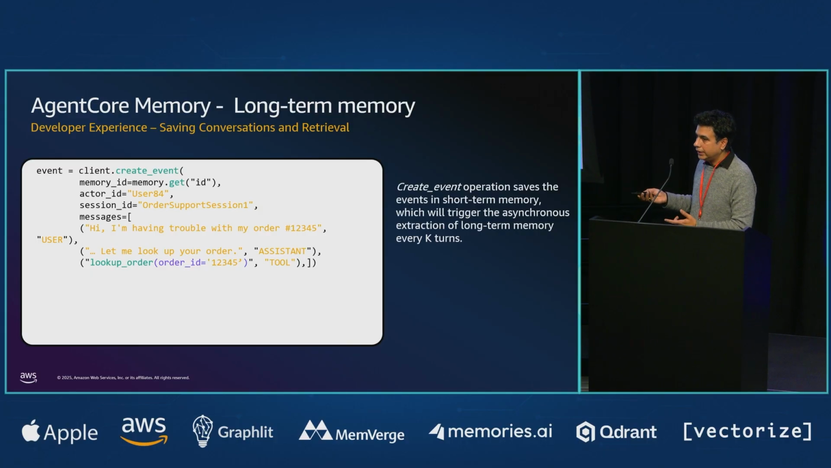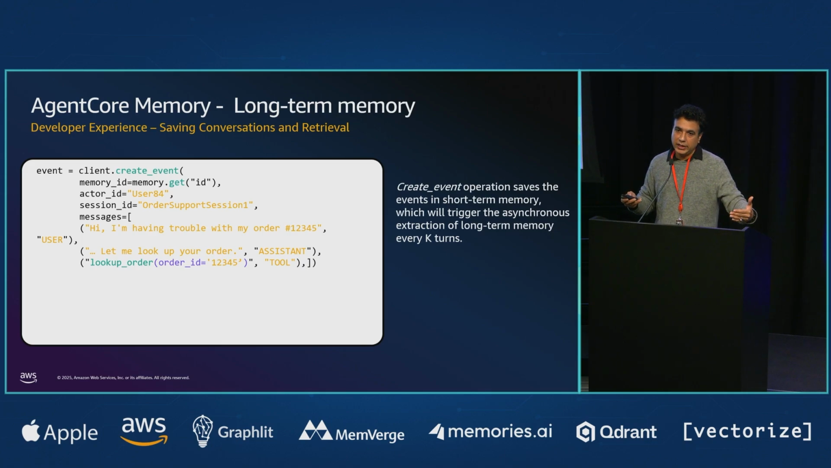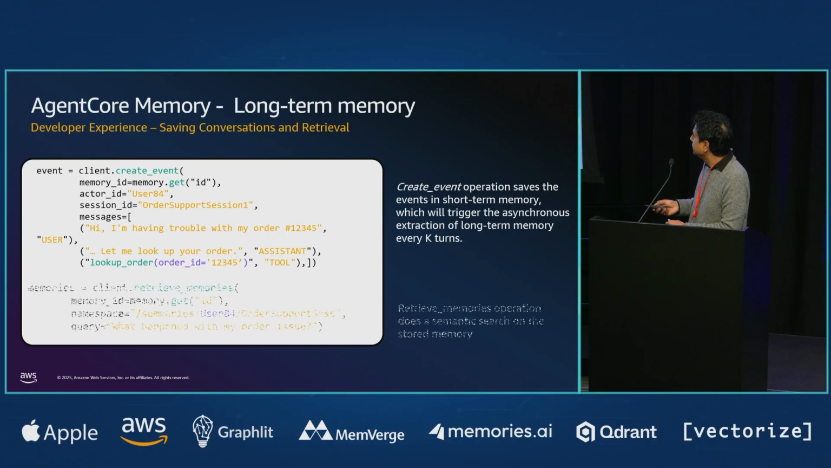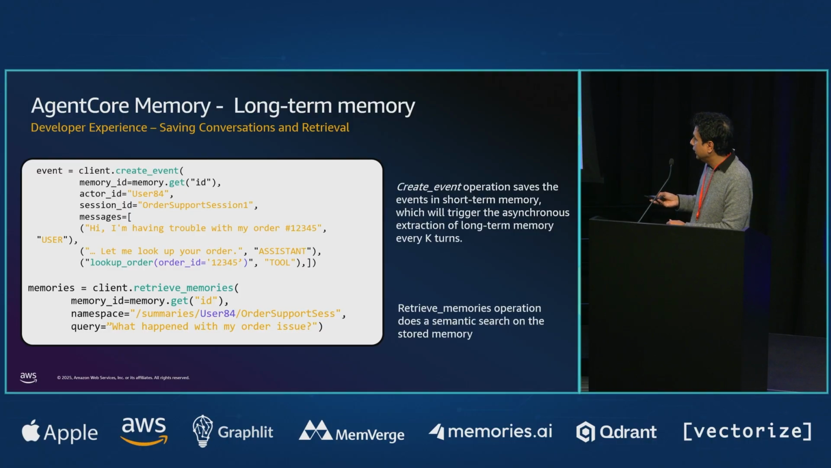And how do we create? It's very, very simple. Same, create event. When you create an event, it will create the short-term memory, and obviously it will also take all of this conversation that is happening, every 10 conversations or 8 conversations, and push that to long-term memory as well. And retrieving memory is also very, very simple. You just use the retrieve memory commands, give the ID, give the namespace, and then it will extract the long-term memory that you are trying to extract.